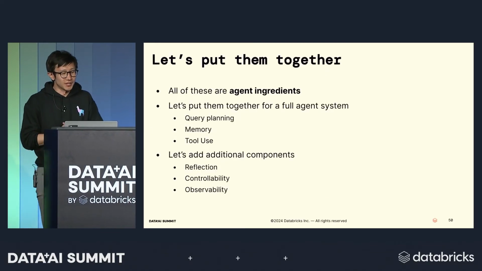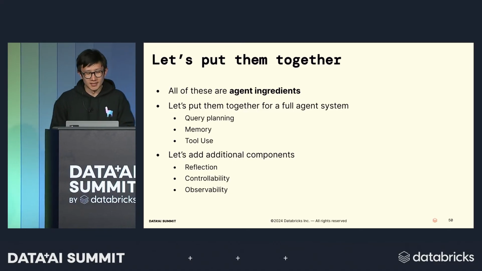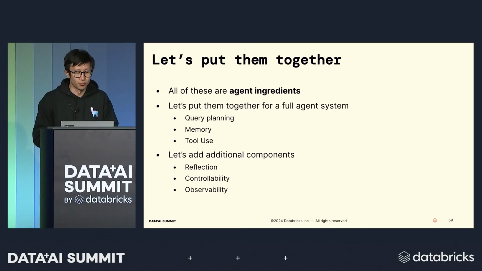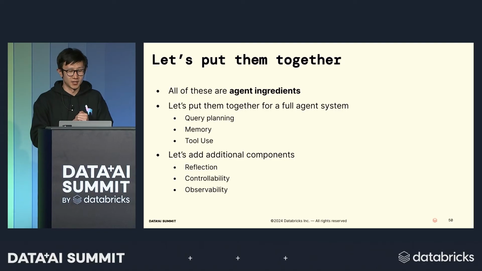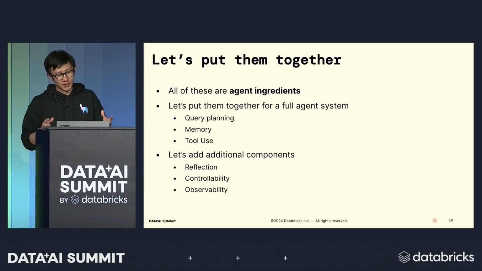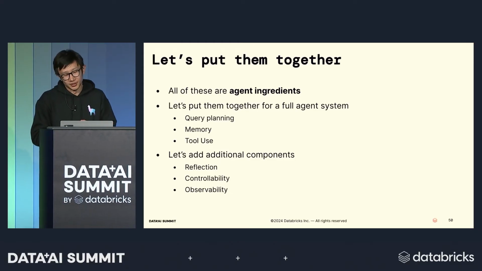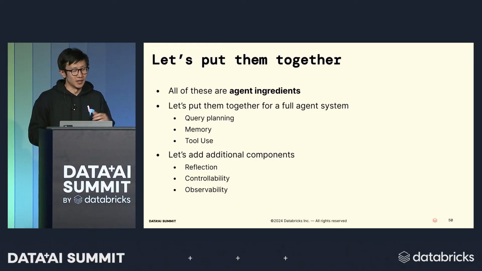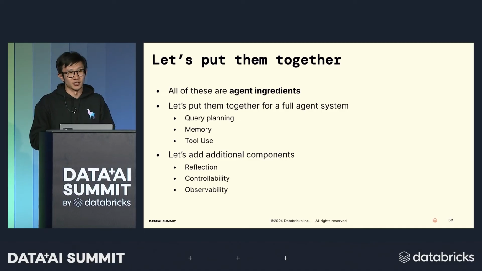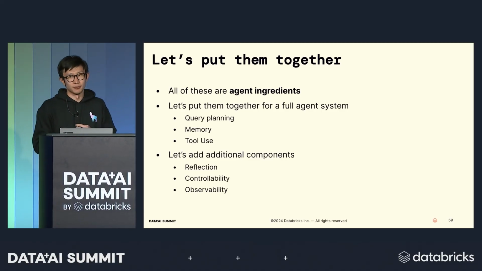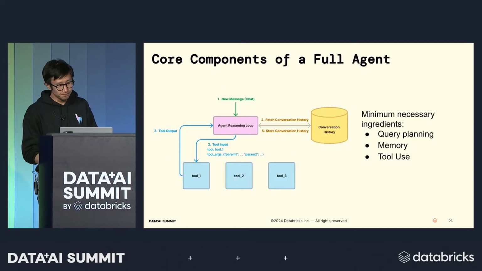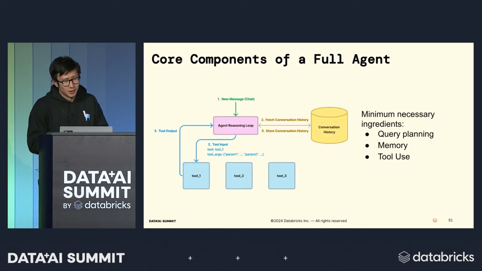So when you put all these agent ingredients together, you basically get back a full agent system. It contains query planning, memory, tool use, and potentially additional components like reflection, or even some sort of multi-agent system. And then we can also add some additional bells and whistles like controllability, observability, and so on and so forth. This is just a diagram showing the same thing.